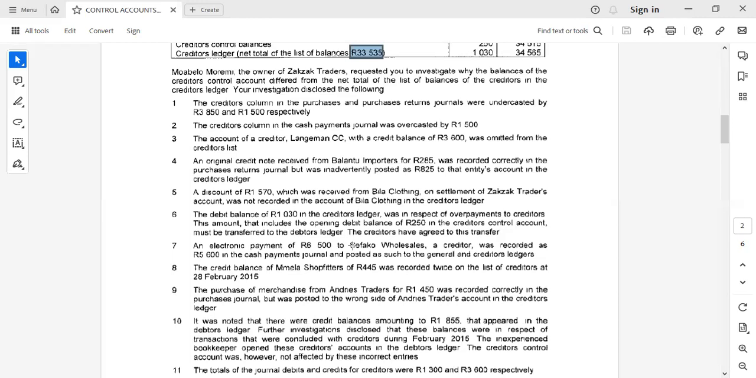Then the next thing, an electronic payment of 6,500 to Cefaco wholesale as a creditor was recorded as 5,600 in the cash payments journal and posted as such to the general ledger and creditors ledger.